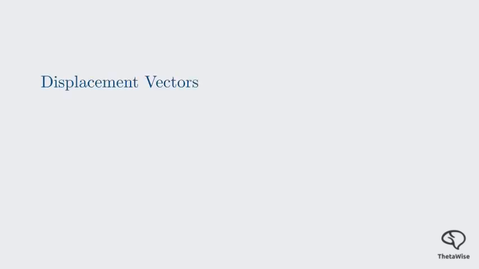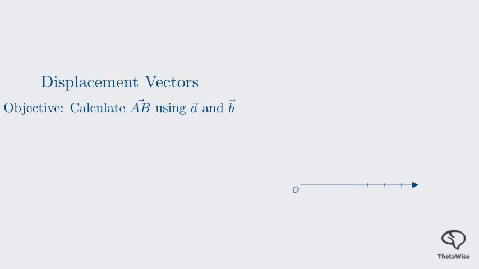Now that we understand what a position vector is, let's look at how we can use them to find the movement between two different points. This is called a displacement vector. Our learning objective is to calculate the displacement vector AB using position vectors A and B. Imagine we have 2 points in space, A and B. Point A has position vector A and point B has position vector B. If we want to find the vector that takes us directly from A to B, we call this vector AB.